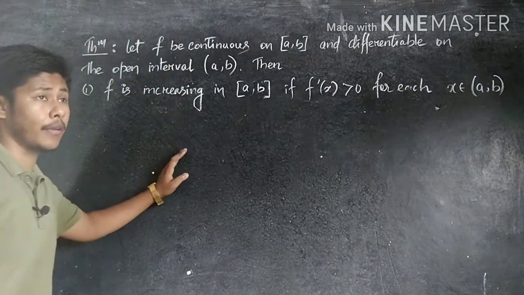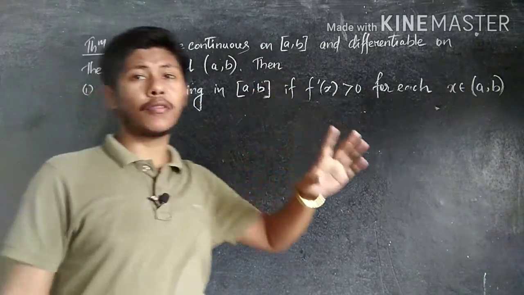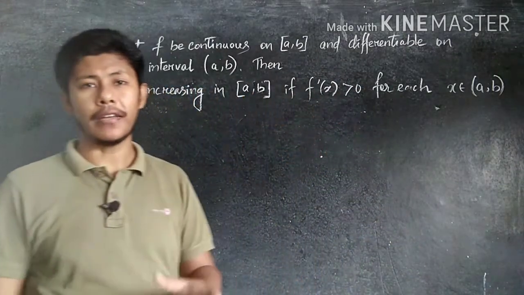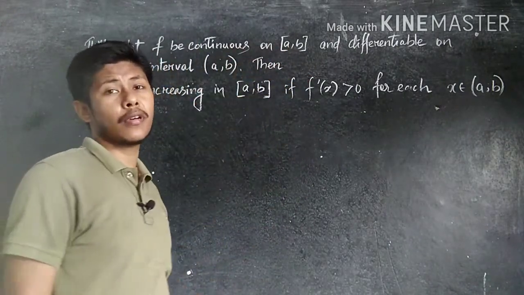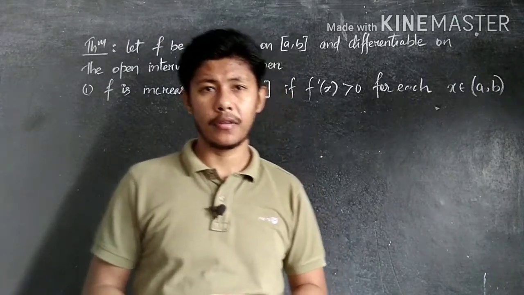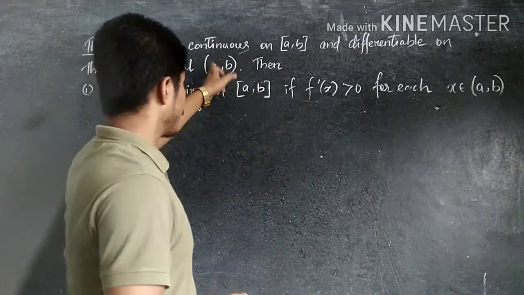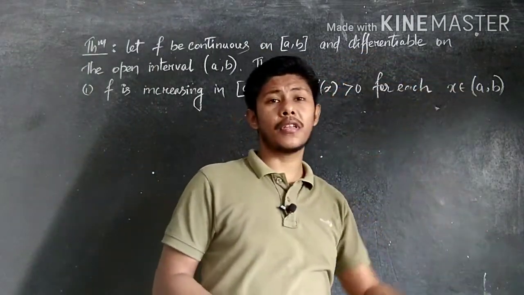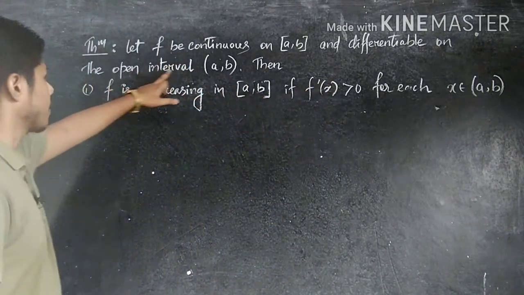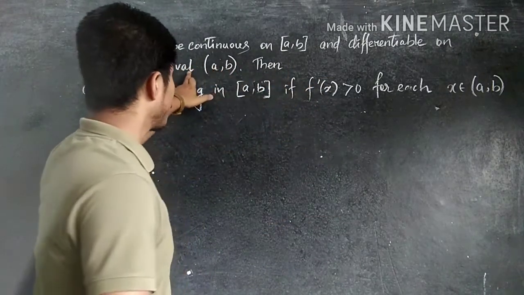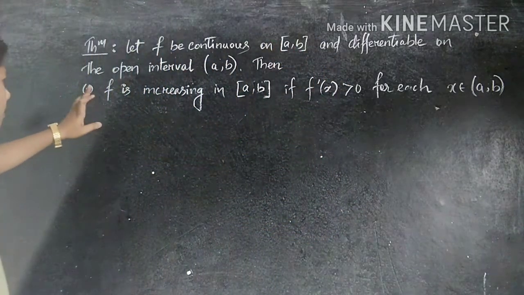If you see the theorem here: let f be continuous on the closed interval AB. We already discussed intervals in class 11. So this one is a closed interval. Continuous means there is no breakpoint; when we draw the graph continuously, it is known as continuous. And differentiable means the derivative, which we have already done, on the open interval AB. Here this one is the open interval and that one is the closed interval. Is it clear?